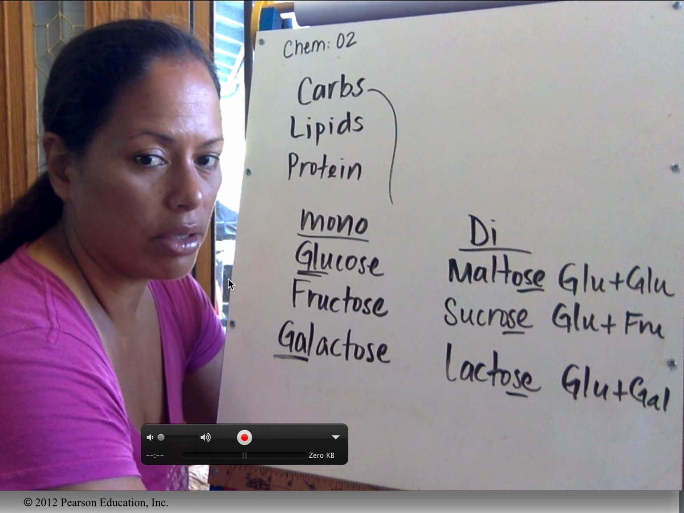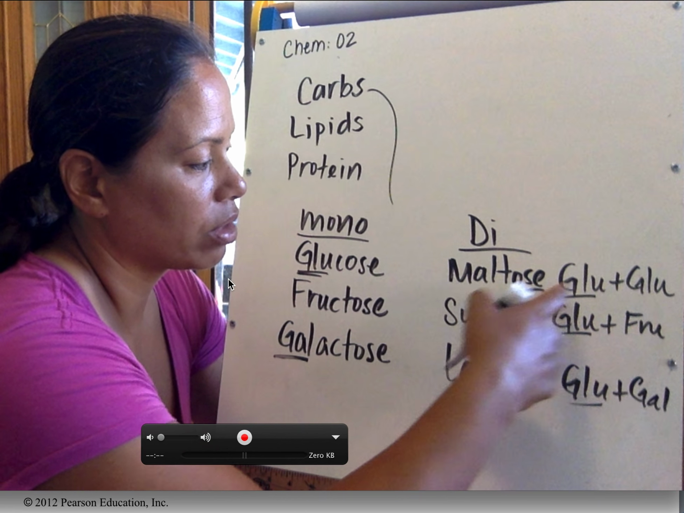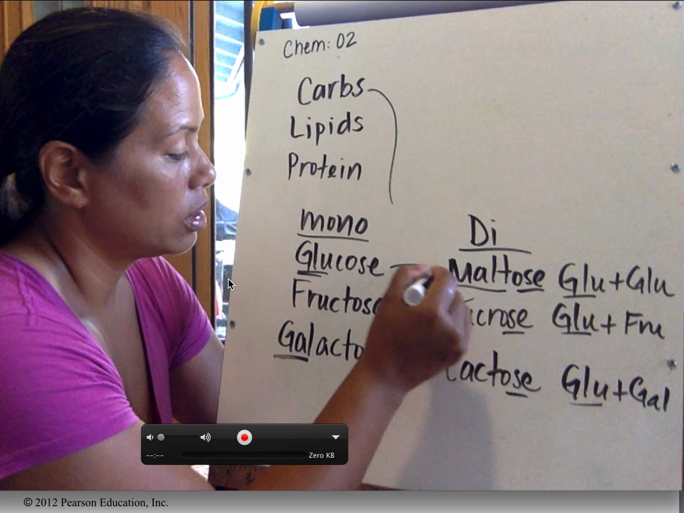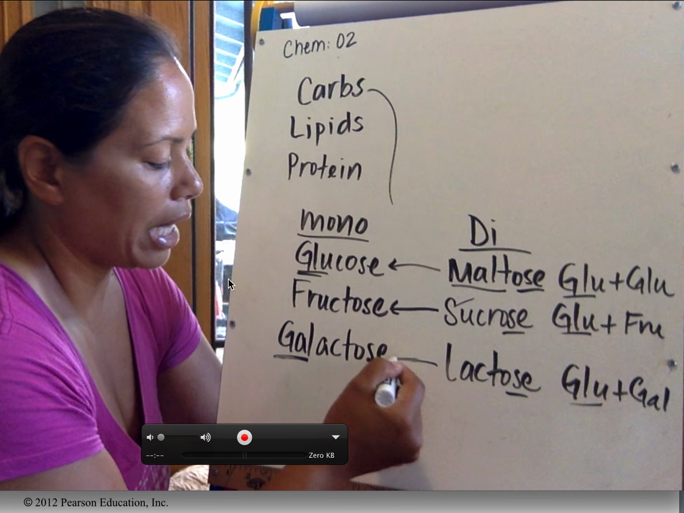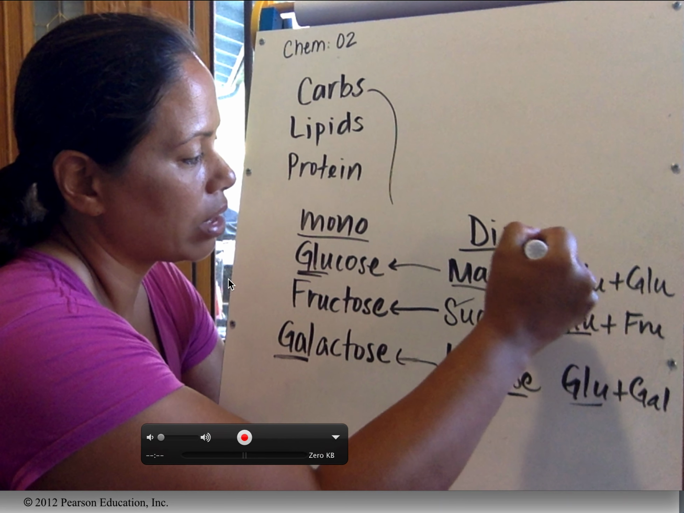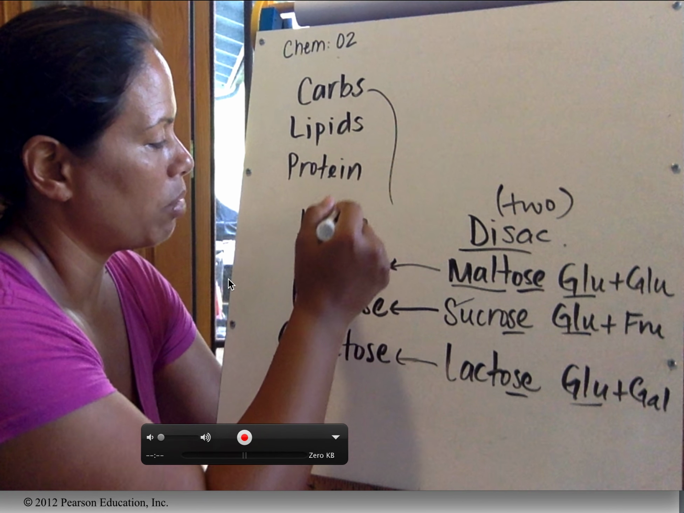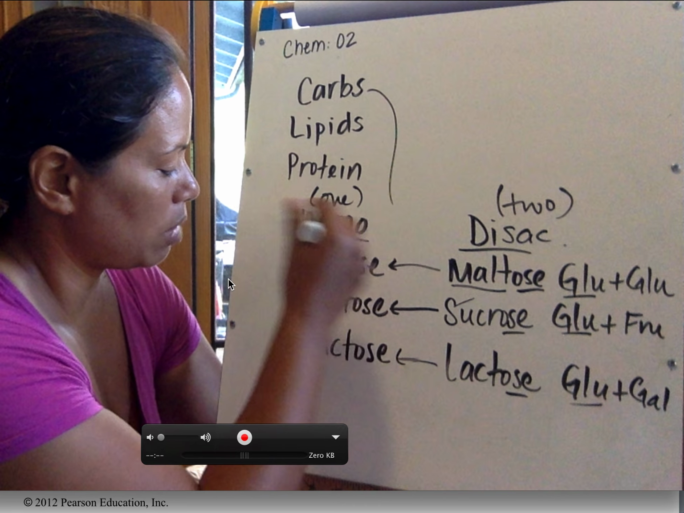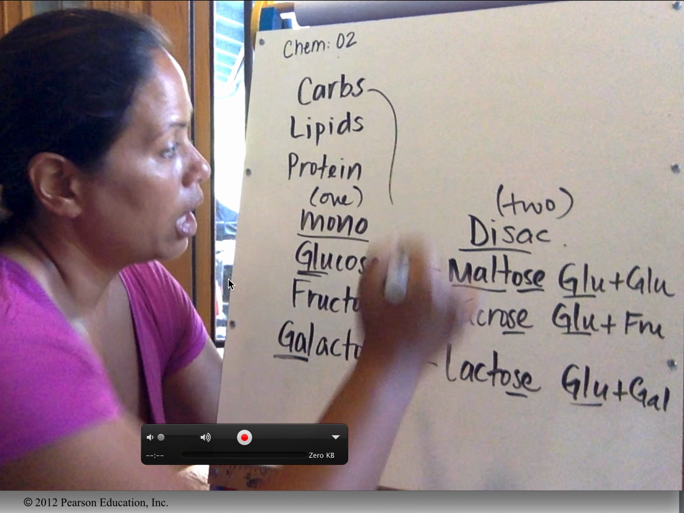Does anybody see a pattern? Well, I noticed that glucose is in all three. All I did was add glucose plus something else. So you just have to remember that maltose is double glucose, sucrose is fructose and glucose, lactose is galactose and glucose. So these are your disaccharides, your two sugar combos, and these are your monosaccharides, your one sugar. And anything greater than this is considered a polysaccharide.